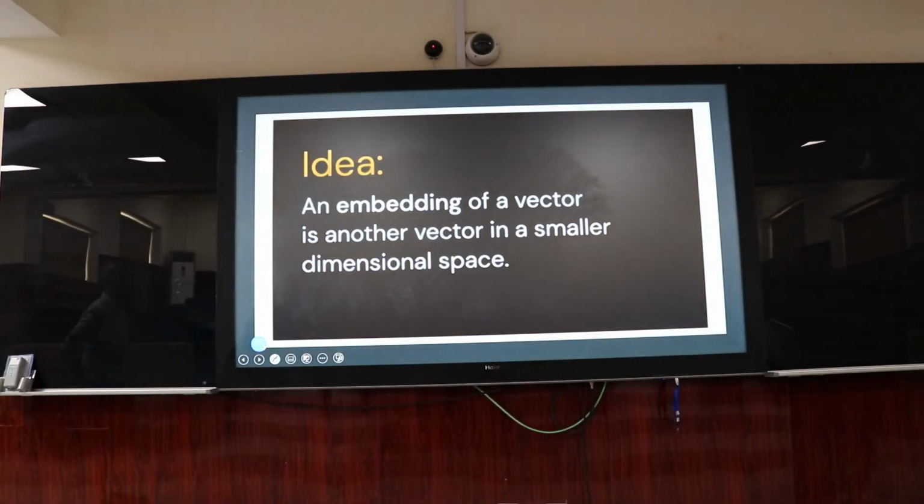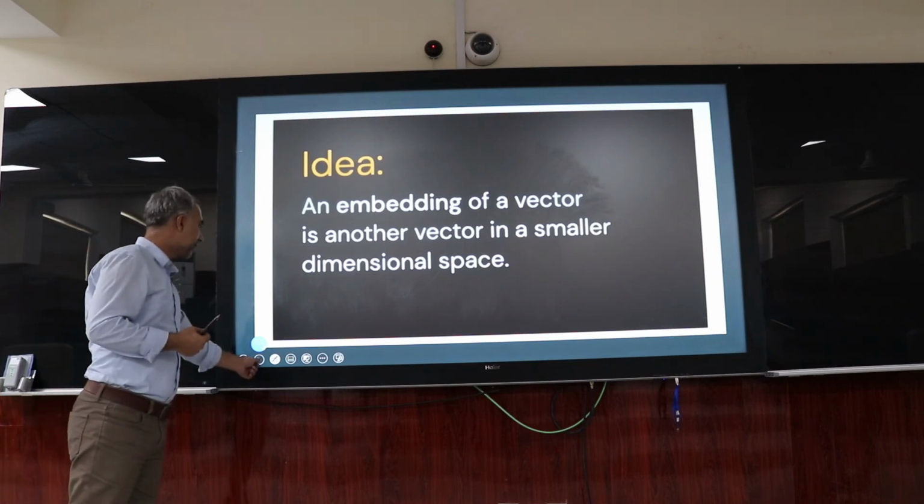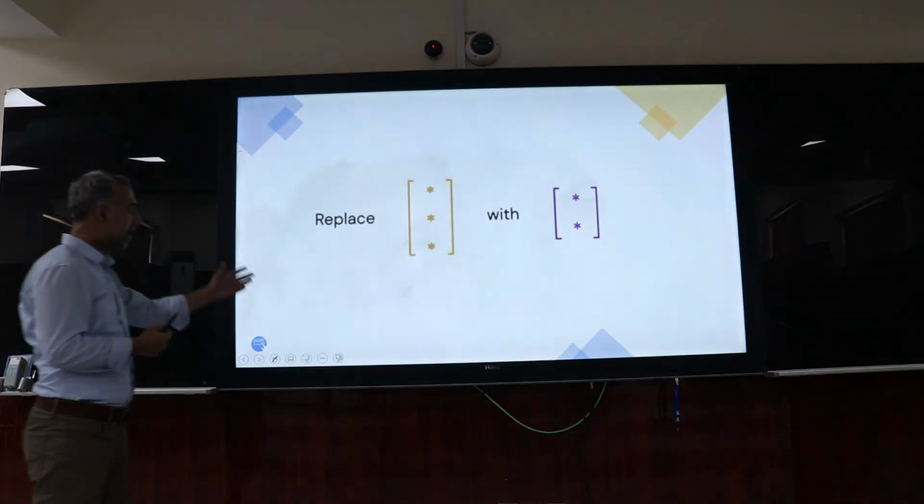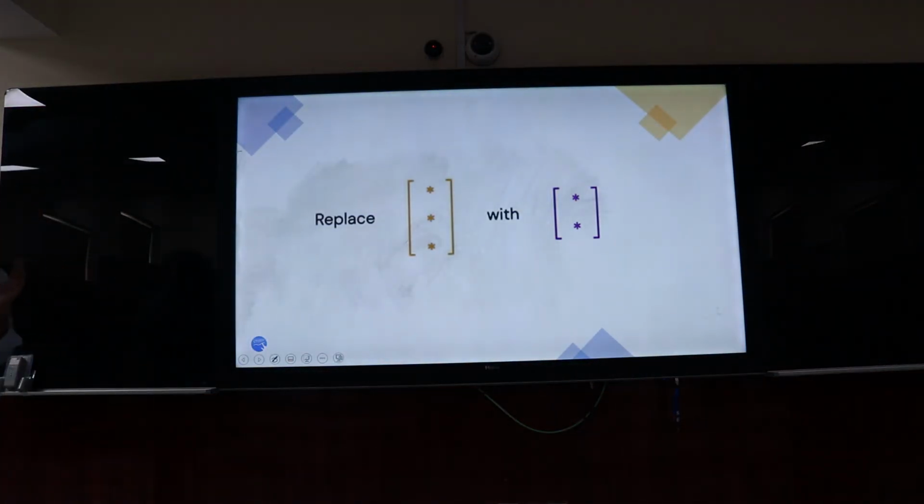So the idea of embedding is, of course, in the smaller dimensional space, the faster computing, or you can say efficient, for getting efficient results. And the key point is this: if we have 3 dimensions, we need to reduce it to 2 dimensions. Okay? How, my children?